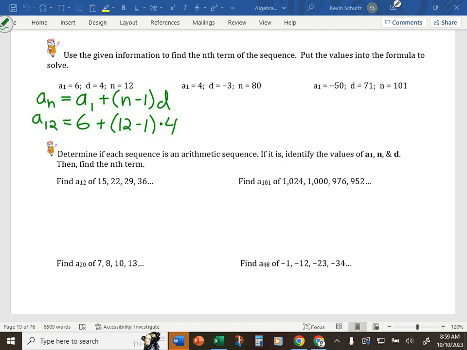So go ahead, put this in your calculator. 6 plus 12 minus 1 times 4. Do you have a question or do you have an answer? Okay, make sure you bring it to class. Okay. 50? Do you have a second on that? 50 is the correct answer. So that A12, the 12th term of the sequence, is 50.